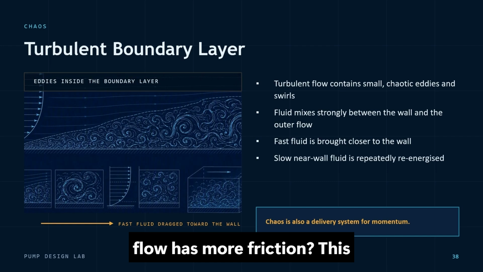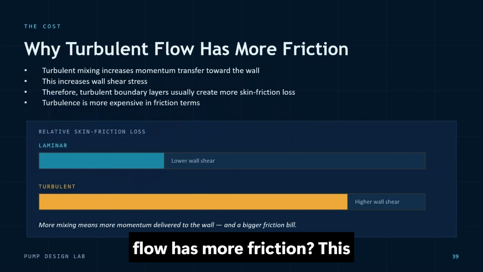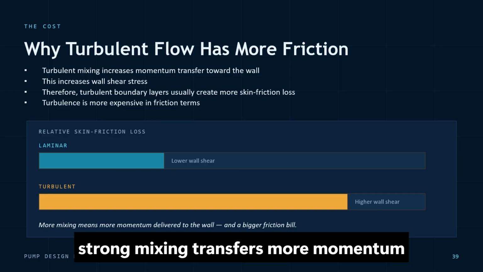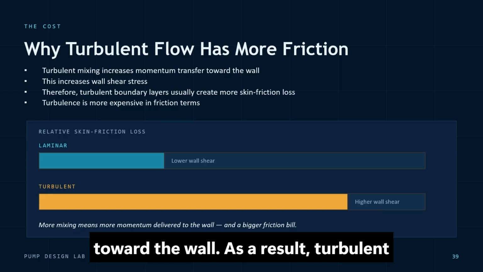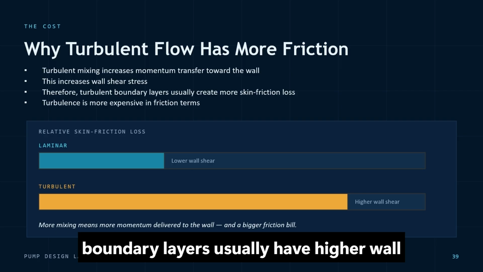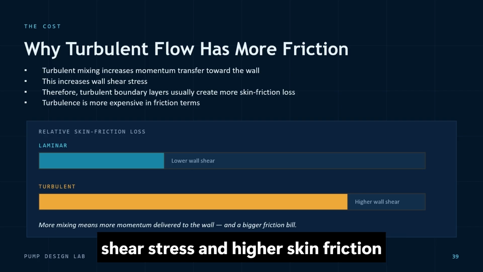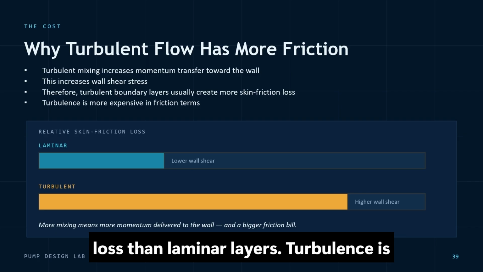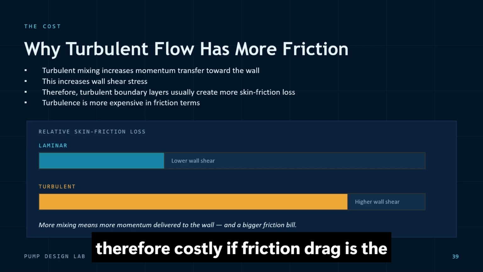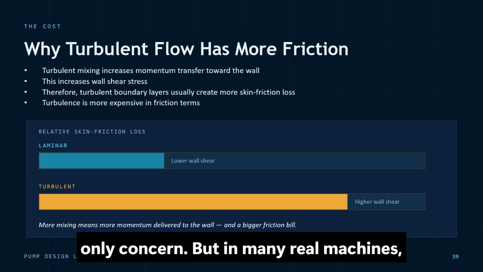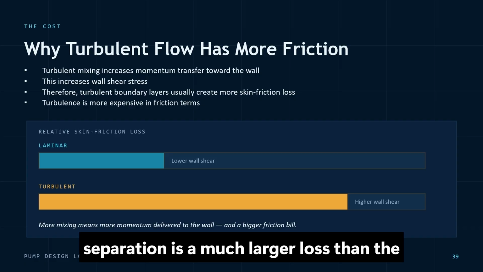Why turbulent flow has more friction? This strong mixing transfers more momentum toward the wall. As a result, turbulent boundary layers usually have higher wall shear stress and higher skin friction loss than laminar layers. Turbulence is therefore costly if friction drag is the only concern. But in many real machines, separation is a much larger loss than the added friction.